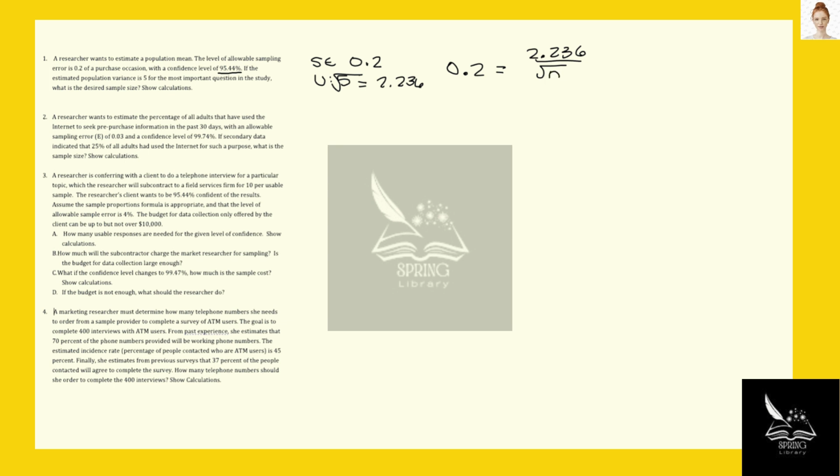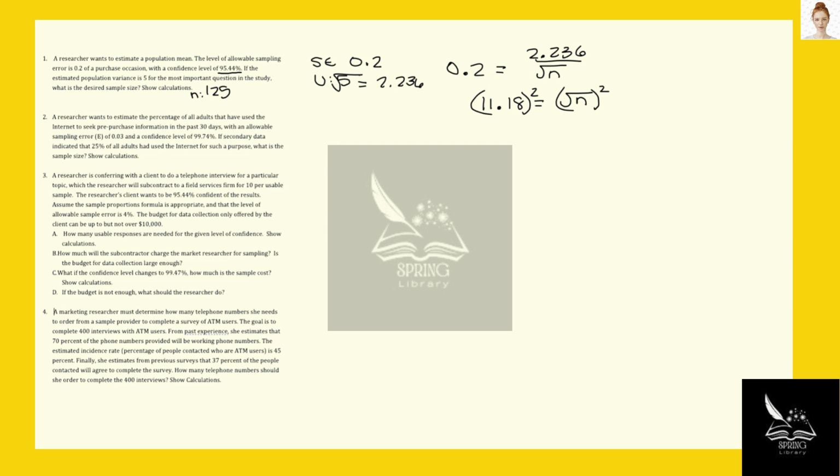So I'm going to take 2.236, divide that by 0.2, and I'm going to get 11.18 equals the square root of n. And then I'm going to square both sides, and that is going to be about 125 is the sample size.